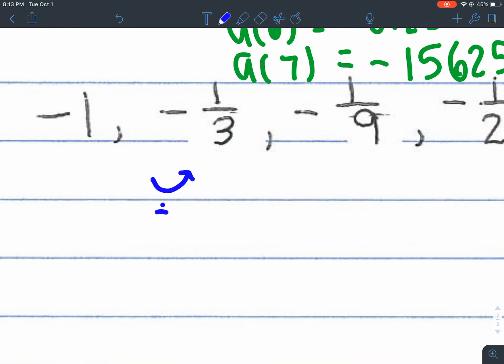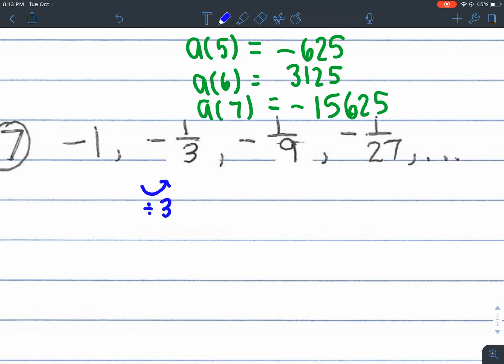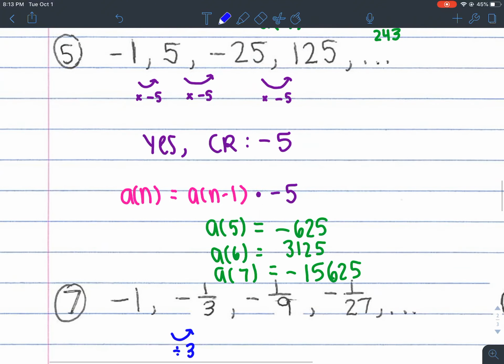So let's check. Now this one wouldn't have a -3, right? Because your signs are all negative. They're staying negative. So if they're staying negative and not flip-flopping, the number that you're dividing or multiplying by is going to be positive. The last one, you are multiplying by a negative number because your signs are flip-flopping. You have positive, negative, positive, negative.